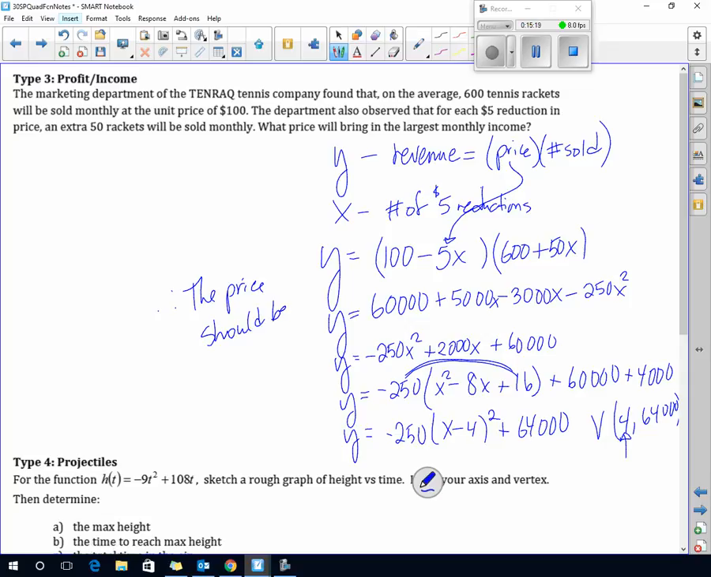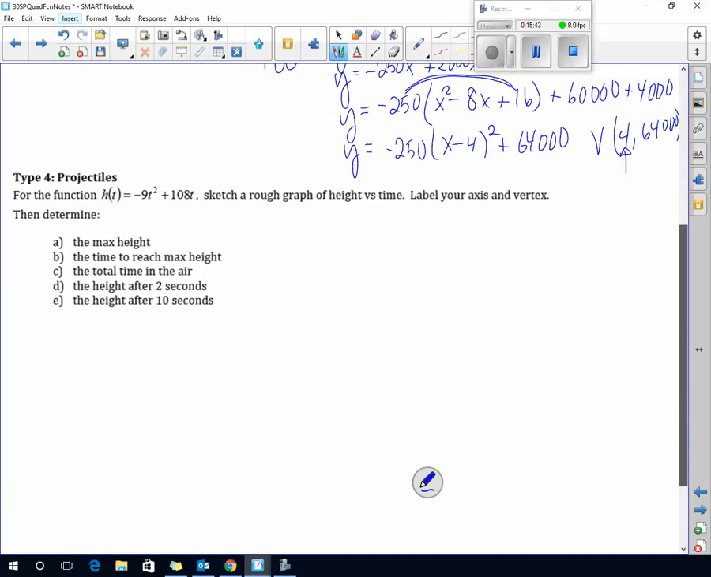Okay. The next one, how did I get $80 again? Remember my formula, revenue is price times number sold. This is my price here, 100 minus 5x. If it's 4 $5 reductions, I'm subtracting 20 from 100. Okay. The next one, you hope I ask on the test because the equation is given and all you have to do is answer questions. So I'll give you a second to put it into completing the square form so that you have lots to discuss.